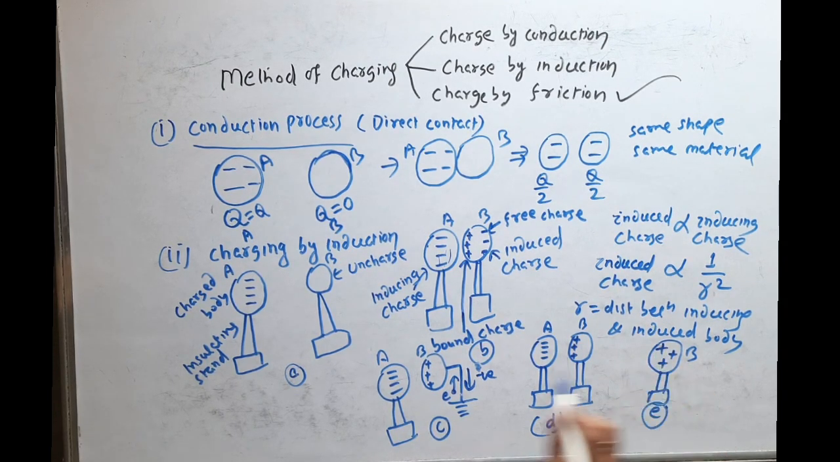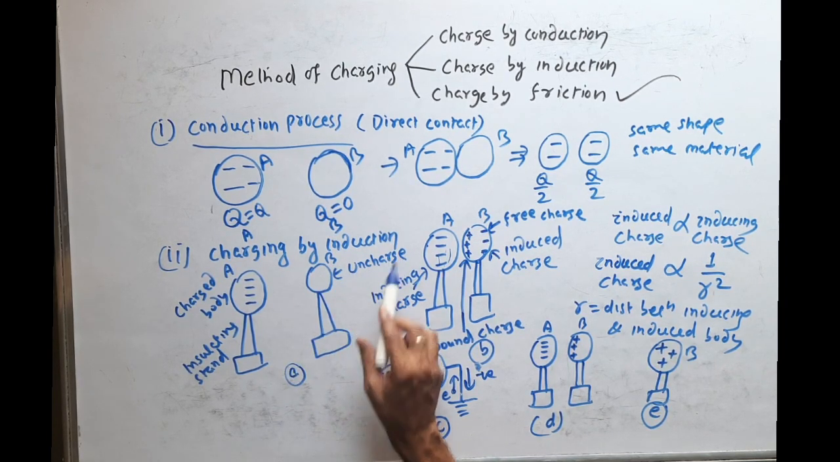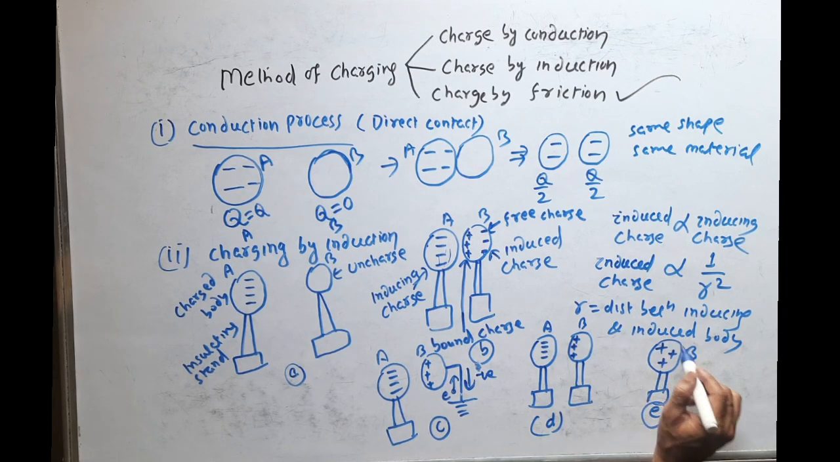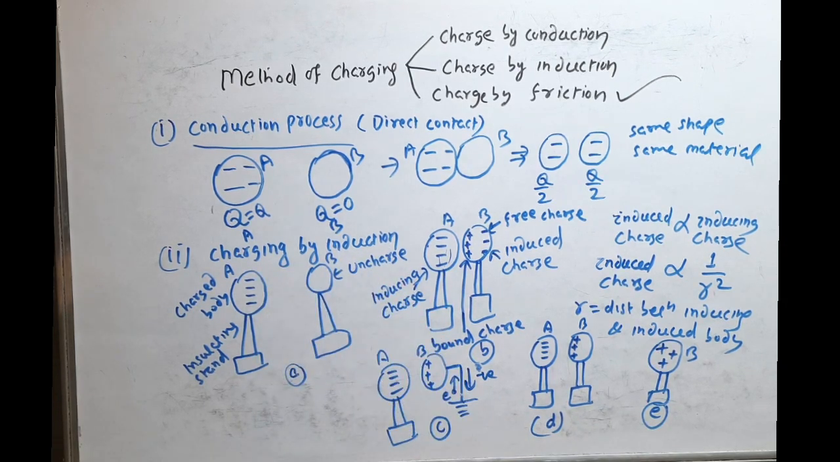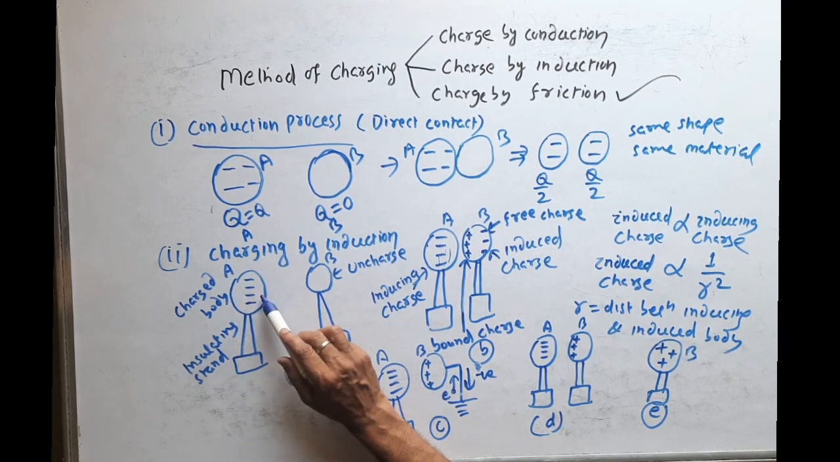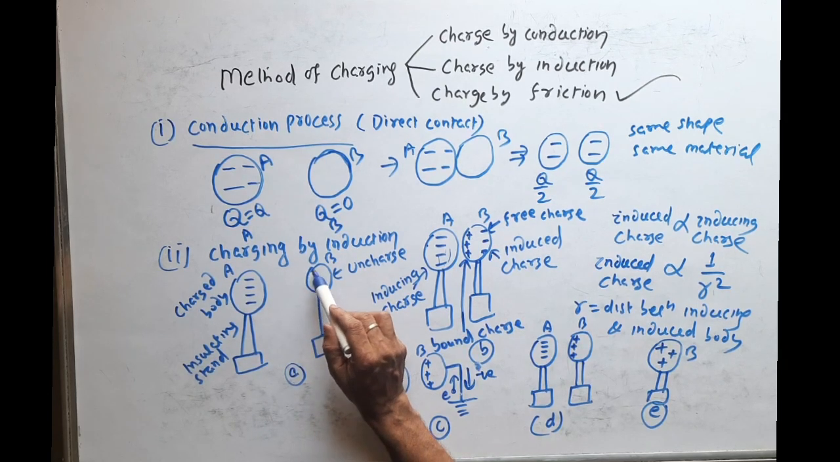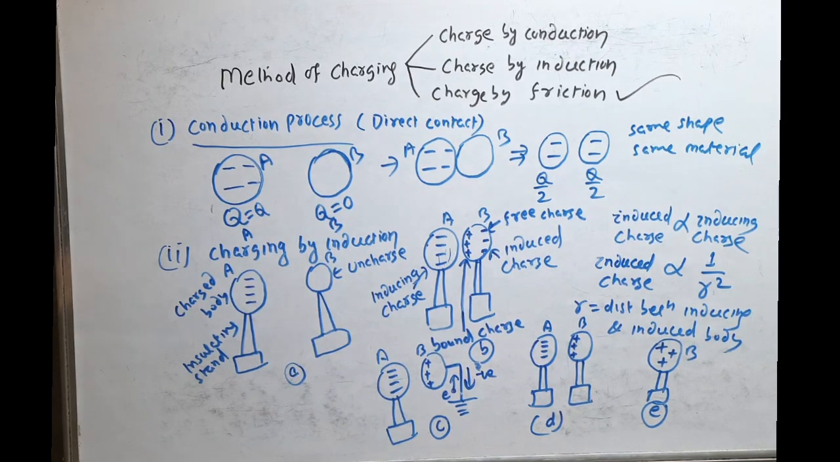Now, what was the initial status of this B body? It was initially an uncharged body. Now, this body B becomes a positively charged body. How is it possible? This is possible by the induction process. Then, what is the induction process? So, the induction process is that when an uncharged body is brought near a charged body, some charge will be induced in this body. That process is called the induction process.